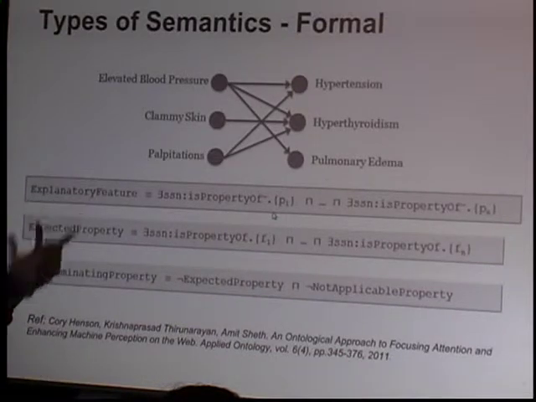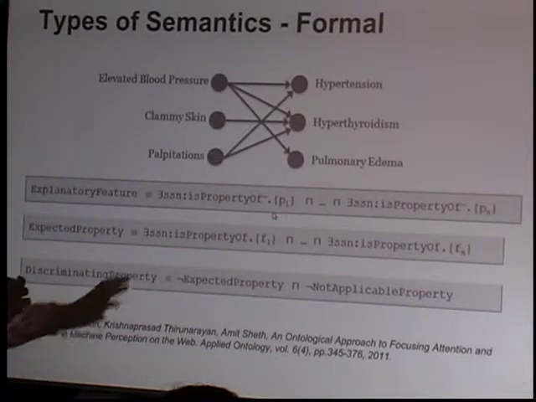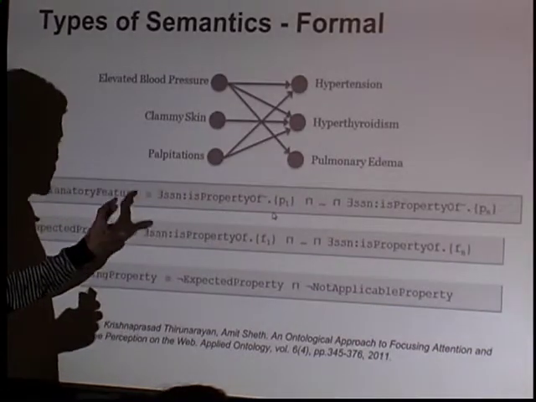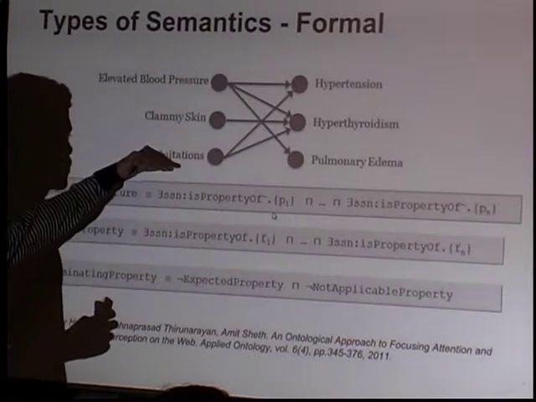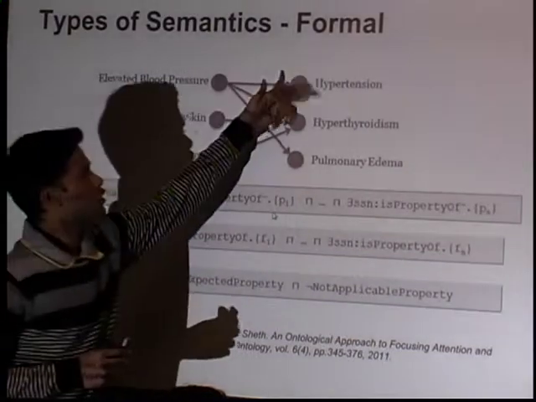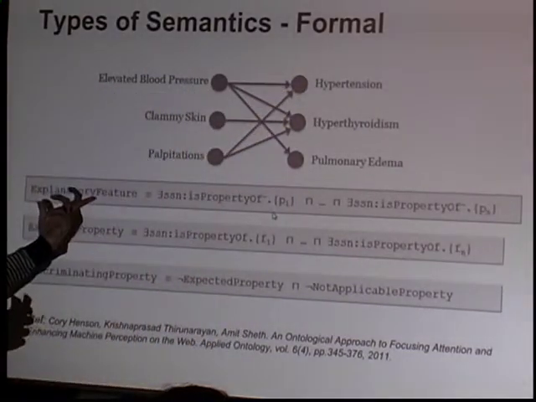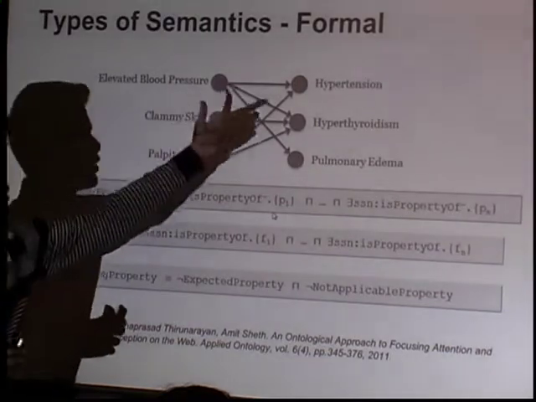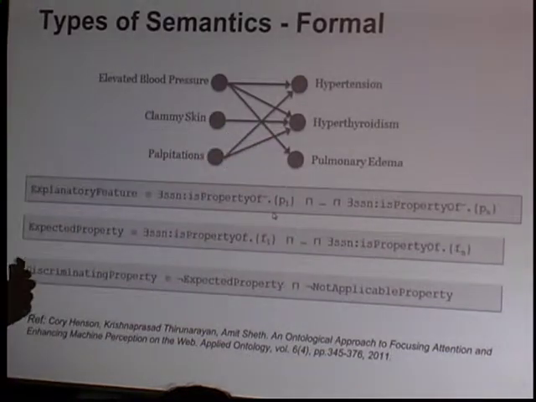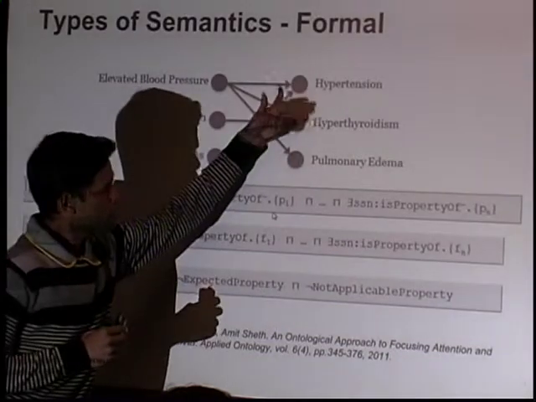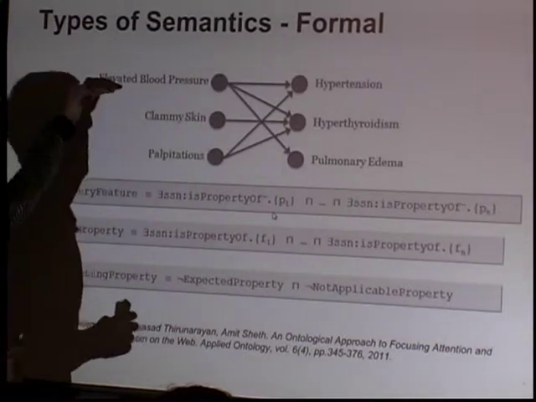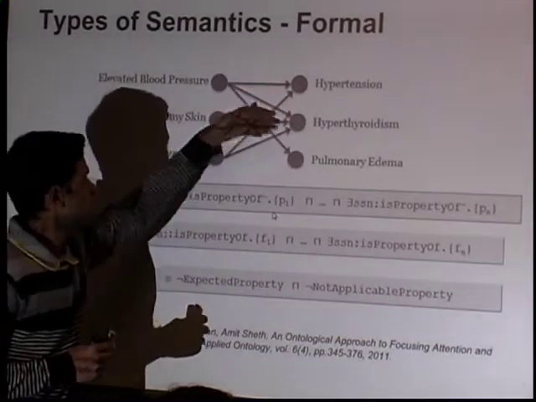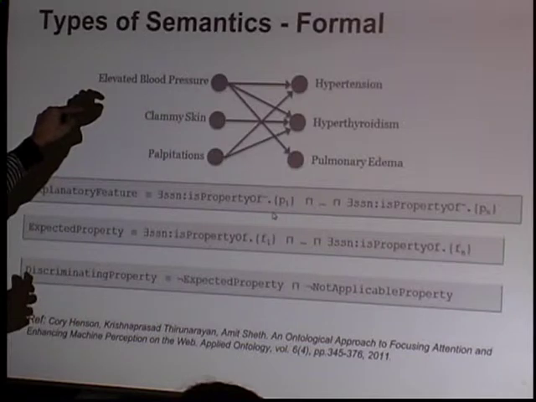An explanatory feature is a feature that can explain your observations. Like whenever you observe palpitation, these two are candidates for explanatory features, because you can explain palpitation by these two. And expected is, if you find that these two are the features, you expect something to be present, because you have this, you should have some of this, right?